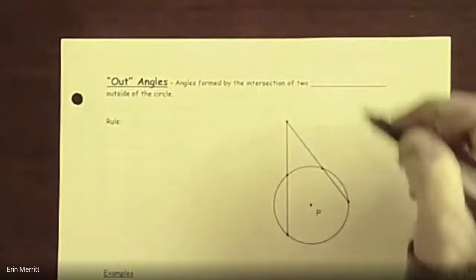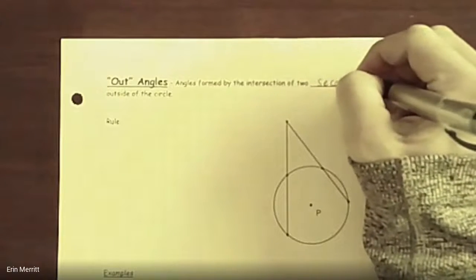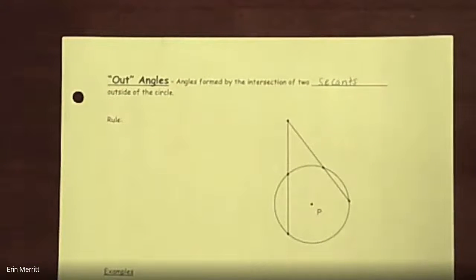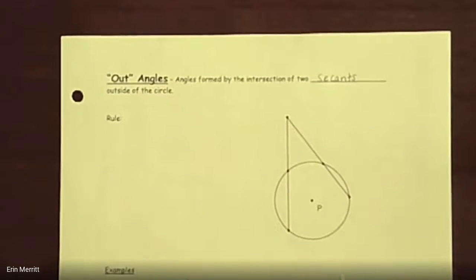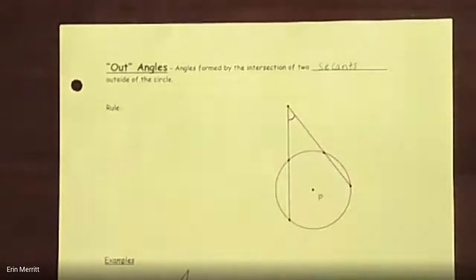These two segments are called secants. But they could also be tangents. So just a little note to self. But for today, two secants outside of the circle. All right, the rule in this case, the out angle. It's the angle where it forms out here.